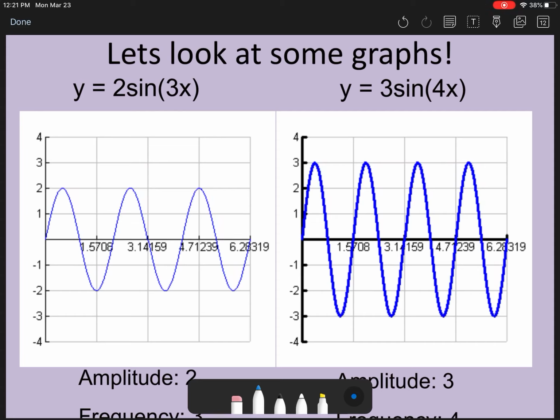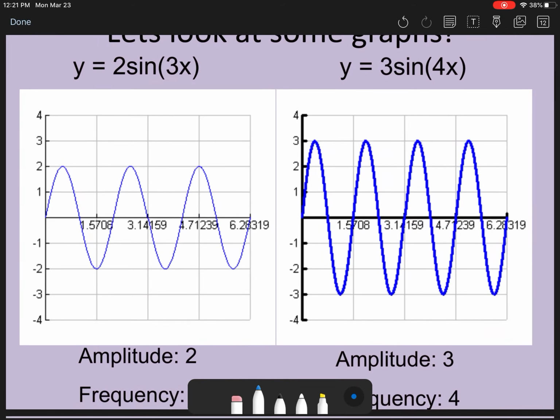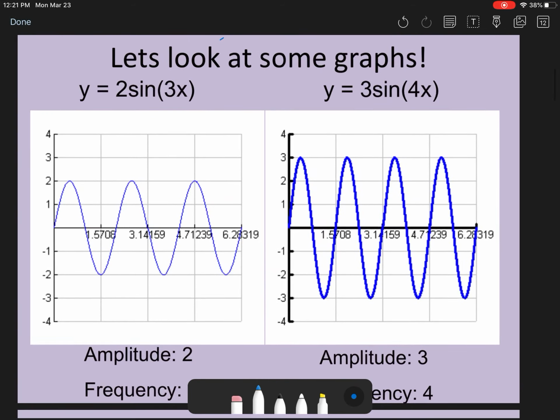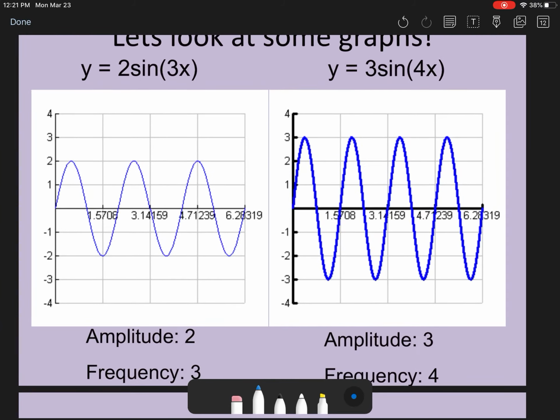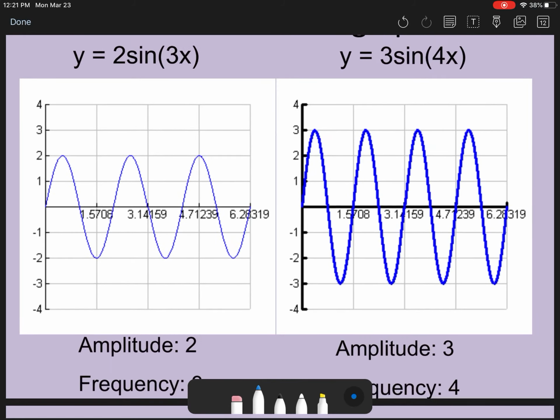Okay, so let's take a look at the next two graphs here that we have. Y equals 2 sine of 3x. Okay, that's the first one that we have on the left. Now, the amplitude, notice here is 2. Okay, the amplitude is 2.